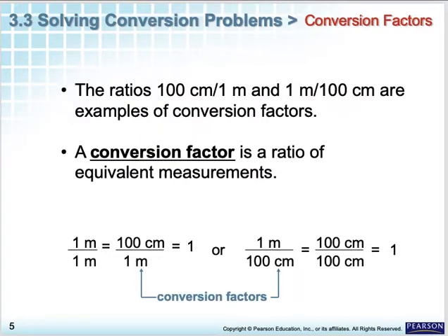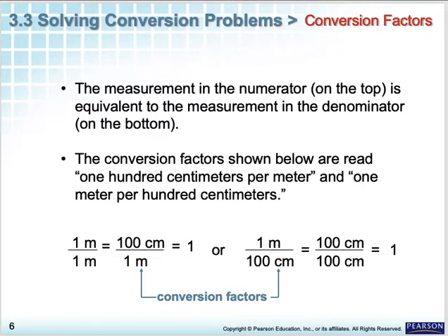As we talked about in class, whatever I have as my starting number, the next conversion factor has to have that unit in the bottom. And so that's how we can decide which ratios we need for our conversion factors. The measurement in the numerator is the one that we're going to. The one in the bottom is the one that we already have.